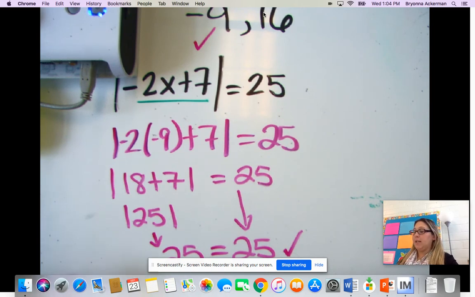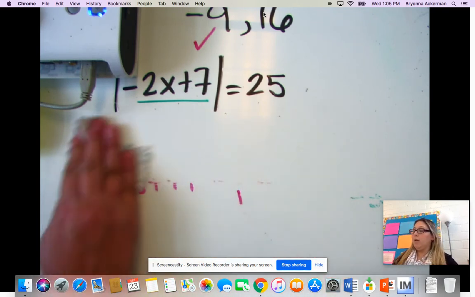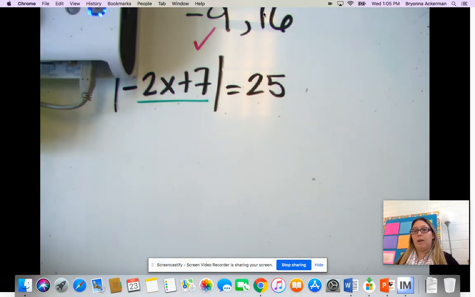If for some reason we got something weird like 23 equals 25, well, that's not true, and so it would be a false statement. And so negative 9 would not be an answer. That's why we're double checking, because there are sometimes false ones that are called extraneous solutions. Okay, so now let's try the 16.